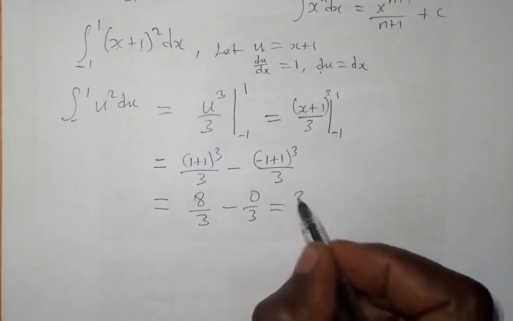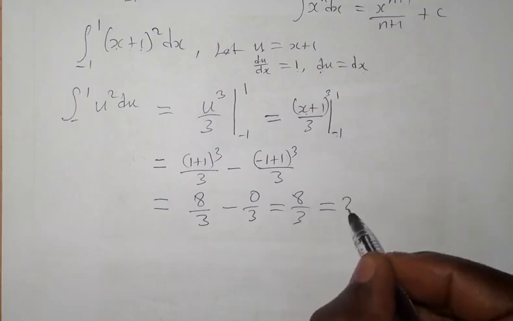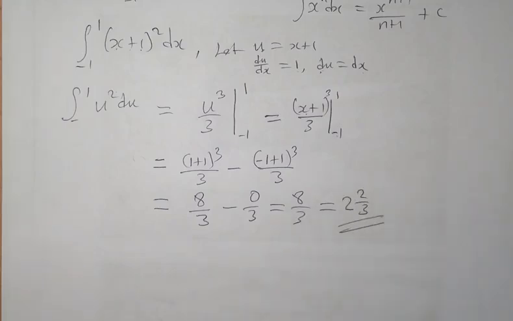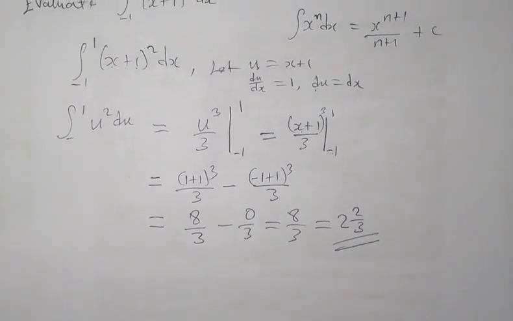So definitely this is 8 over 3, which you can write as 2 remainder 2 over 3, since 3 goes into 8 two times. This is sometimes left in square units, or if you decide to divide it, you get 2.66666 to infinity, which is approximately 2.7 square units. So this is how you solve problems of definite integration that have upper and lower boundaries.